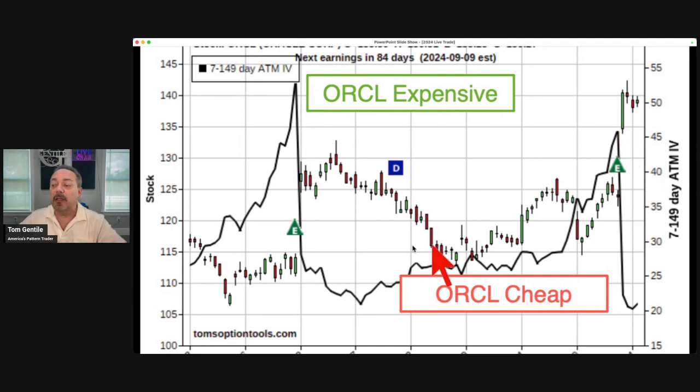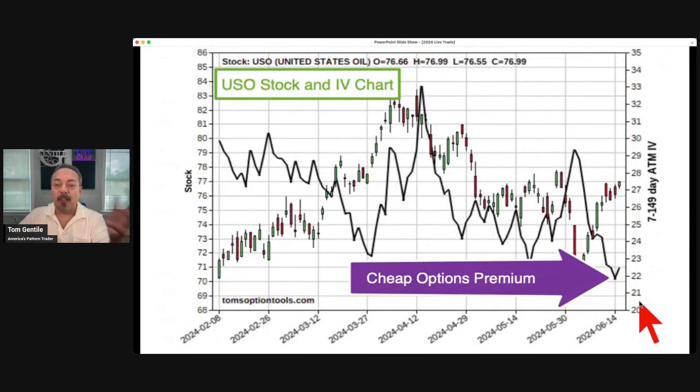But if you take a look, we can actually look out several months, even a year. So we see where Oracle's expensive option premiums are. They're up out here above 50, at least in the last 6 months. And look at the last 6 months of where it's been cheap, down here around 20, right? Let me show you another one.